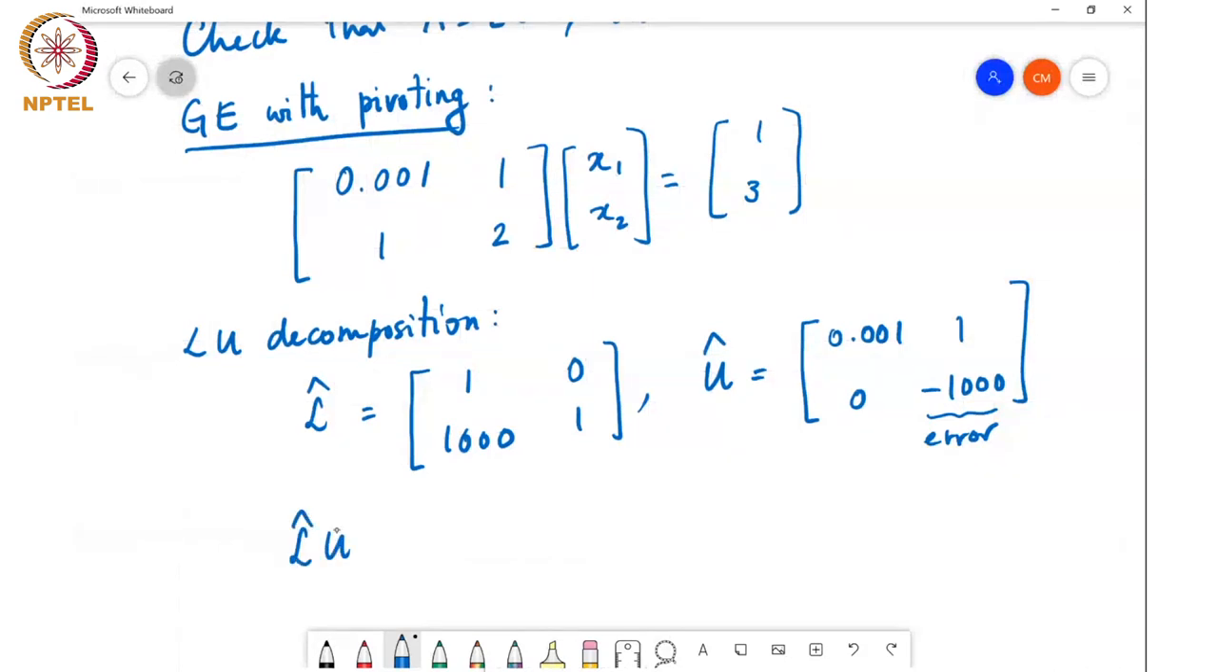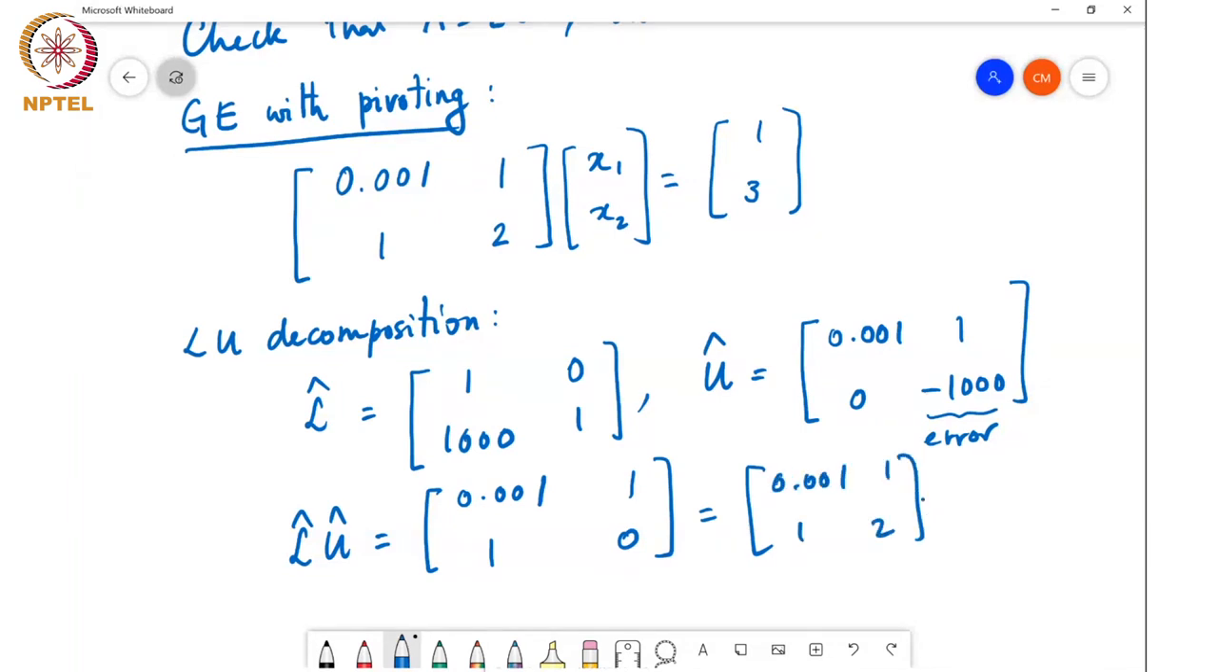So basically, if you compute L hat, U hat from this, what you end up with is the matrix. That's easy, you can just do it very quickly. So you get 0.001, then this times this, I'll get 1. This times this will give me 1. This times this actually gives me 0. Okay, so L hat, U hat is quite different from this matrix A. This is actually equal to the matrix A plus this error matrix 0, 0, 0, -2. So you are actually making a large error.